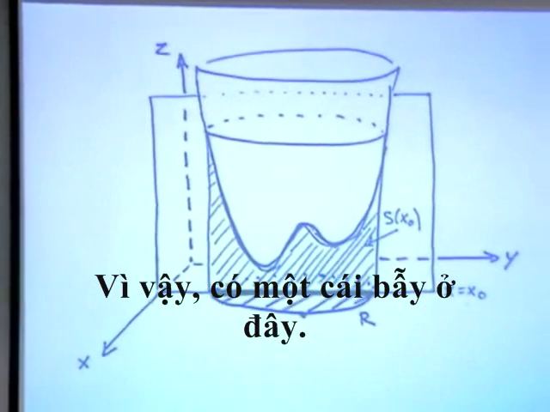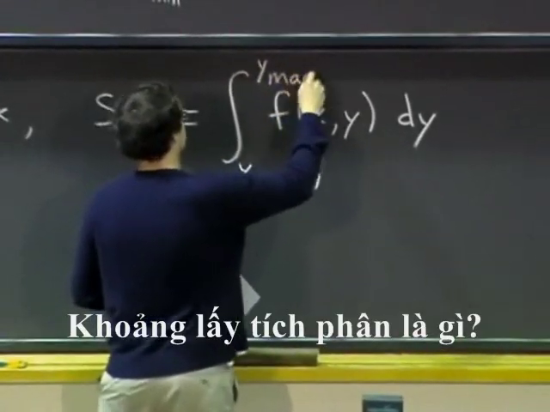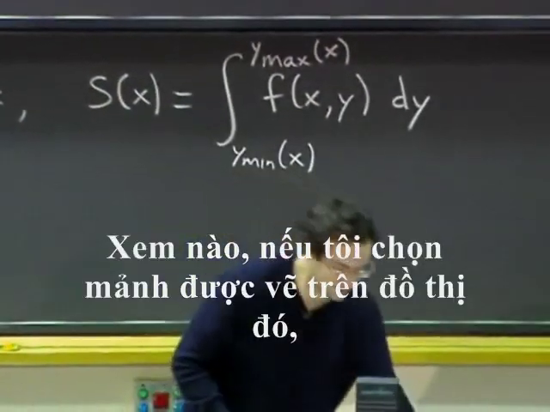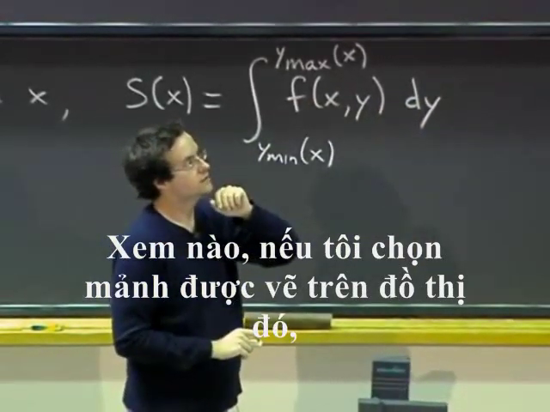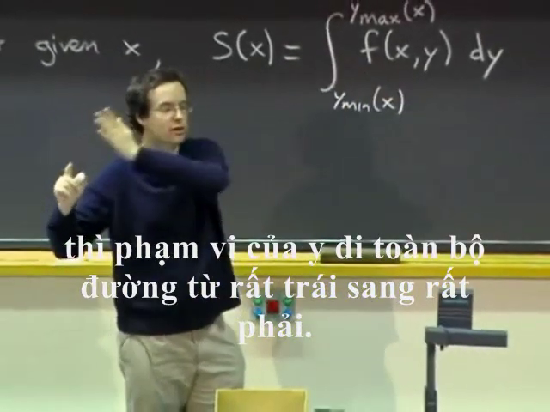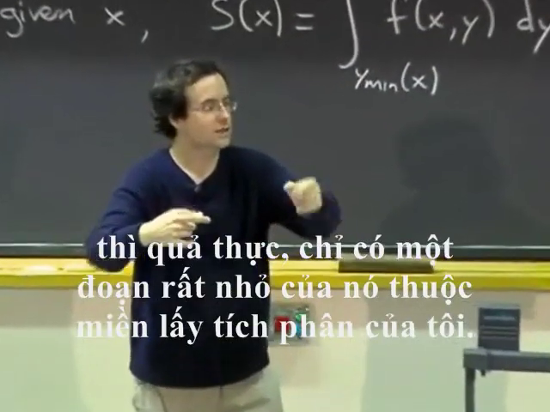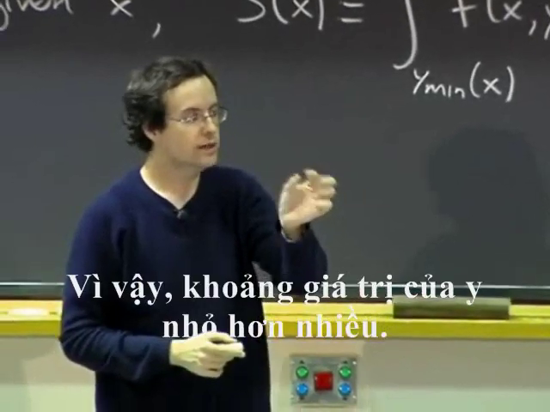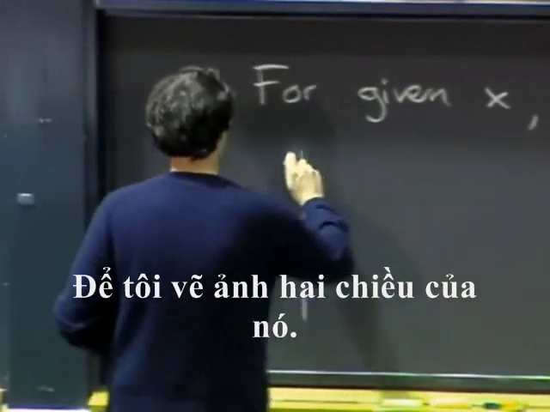So there's a big catch here. That's a very important thing to remember. What is the range of integration? The range of integration for y depends on x. If I take this slice that's pictured on that diagram, then the range for y goes all the way from the very left to the very right. But if I take a slice that's near the very front, then only a very small segment of it will be in my region. So the range of values for y will be much less. Let me draw a 2D picture for that.